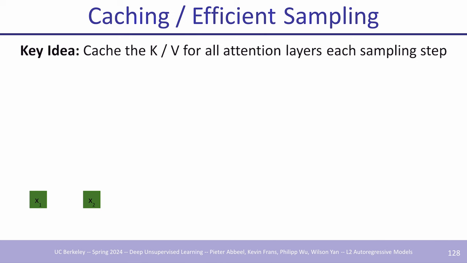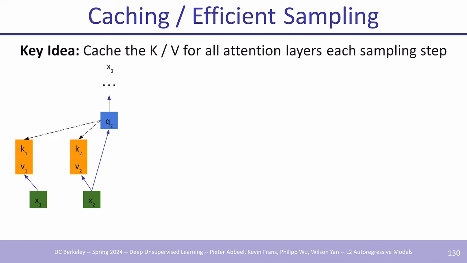So same starting point with X1, X2. You compute Ks and Vs initially. You do your query. You sample. And then the difference here is that when you computed the K and V before, you would just throw them out. They'd be collected by the garbage collector, and then you'd have to recompute them. In this case, you have to explicitly store them. You have some code that explicitly stores this tensor inside of your memory and keeps it persistent as you sample the next tokens.